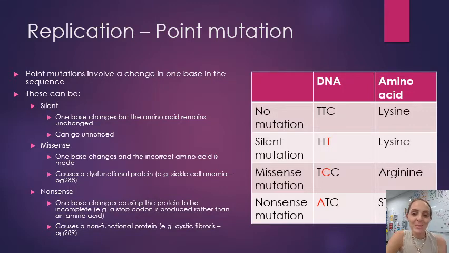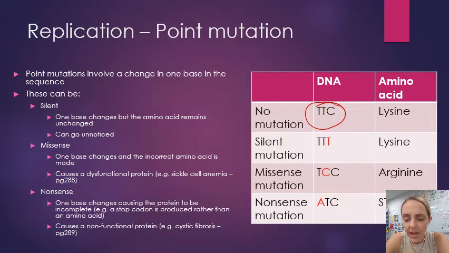So in terms of point mutations, that's where we have one base that's changed, but that can have several different effects. The first is that we can have a silent mutation. So over to the right, if we have a look at what a normal triplet code would look like, say it's TTC, and that's going to code for the amino acid lysine when we look at the table.